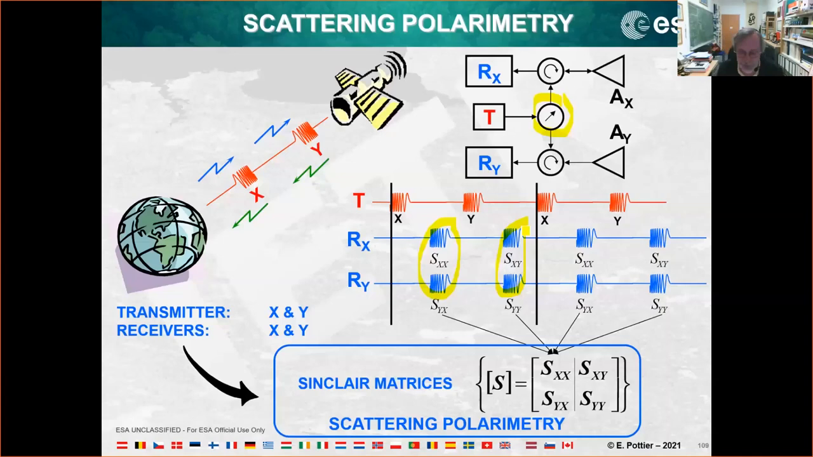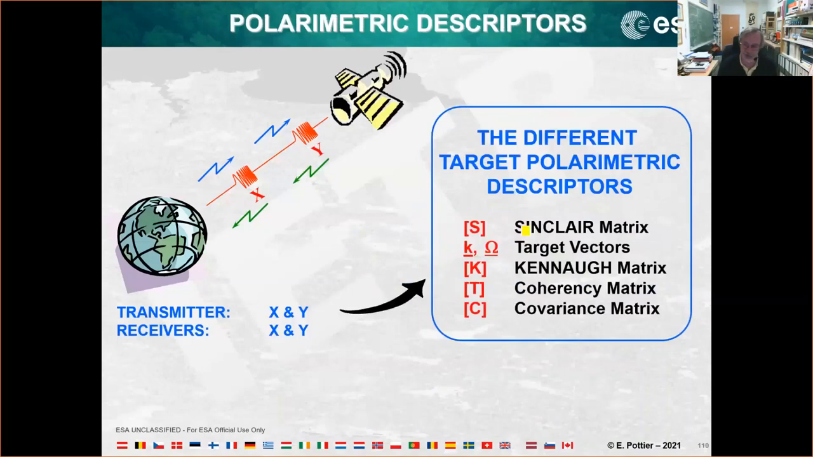This is what we call the target parametric descriptors. Target is a theoretical name; you can replace target by pixel. So, the different pixel parametric descriptions. There exist five different descriptors. The Sinclair matrix, what I have just introduced to you. The target vector, so we shall see how to construct this target vector from the Sinclair matrix. The Kennaugh matrix, which was used mainly by Heinen. And the coherency matrix and the covariance matrix. Today, we are using a lot the coherency matrix, and I shall show to you why it's better to use the coherency matrix instead of the other descriptors.